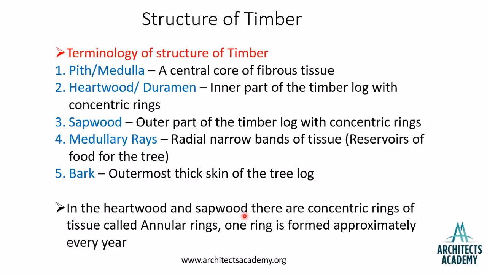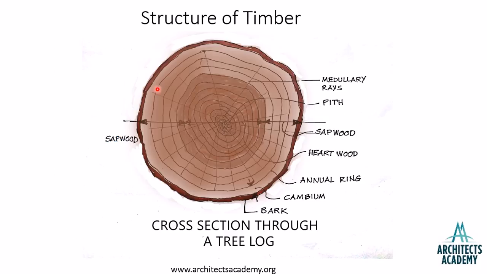In the heartwood and sapwood, there are concentric rings of tissue called annular rings. One ring is formed approximately every year. Like we had discussed earlier, we can roughly find out the age of the tree by counting the number of annular rings in the cross section.